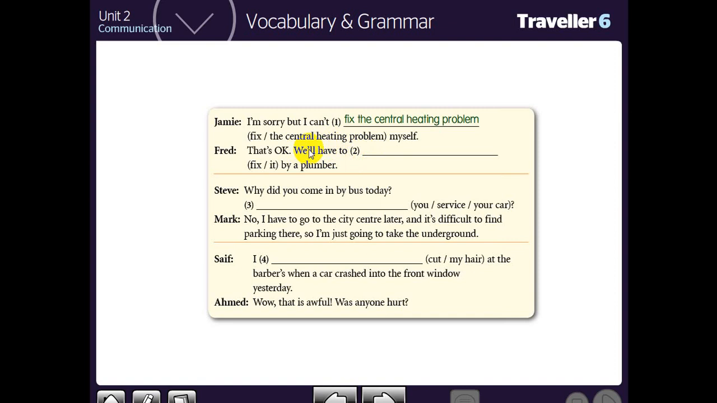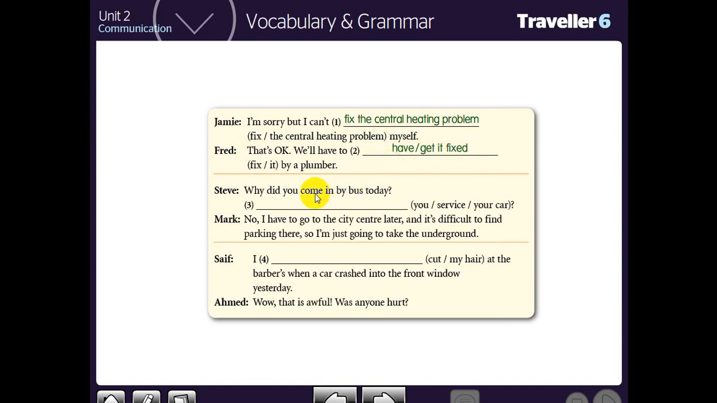So we will say it in the causative form. We will have to have it fixed. Have plus an object and plus a past participle. It will be like this: have it fixed. Of course, you can use get or have. Both of them are right.